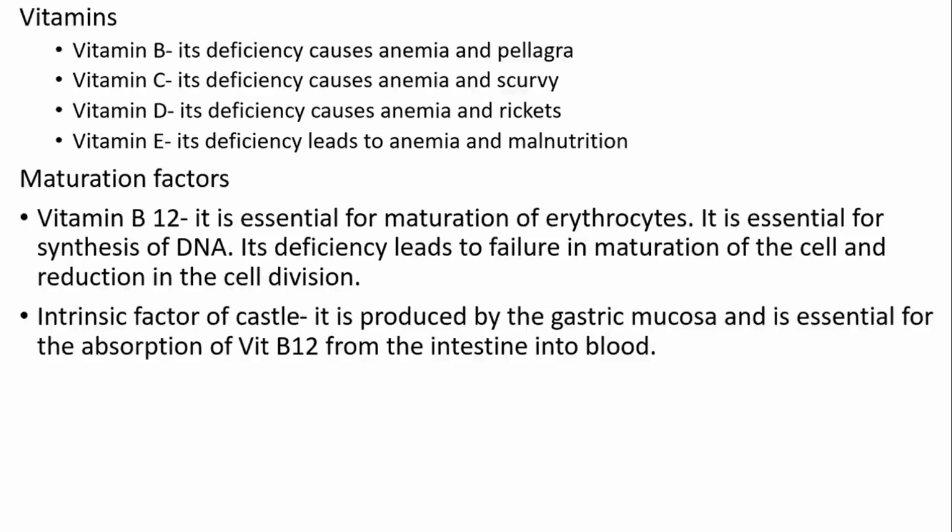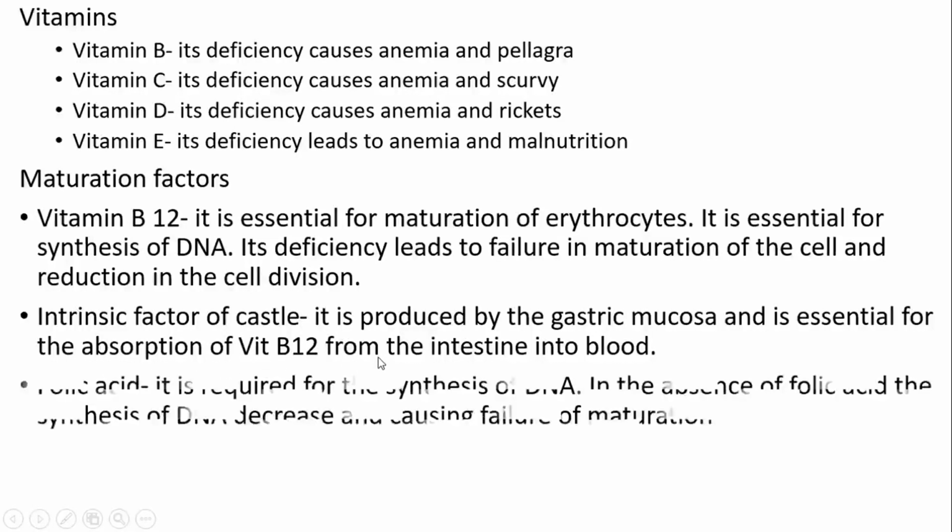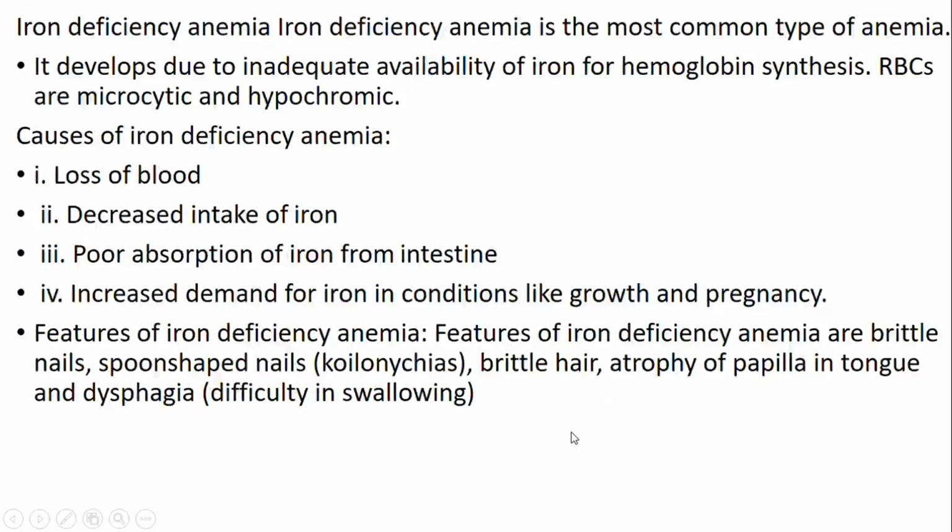Second is intrinsic factor of Castle. It is produced by the gastric mucosa and is essential for absorption of vitamin B12 from the intestine into the blood. The third one is folic acid. It is required for synthesis of DNA. In the absence of folic acid, synthesis of DNA decreases, causing failure of maturation.